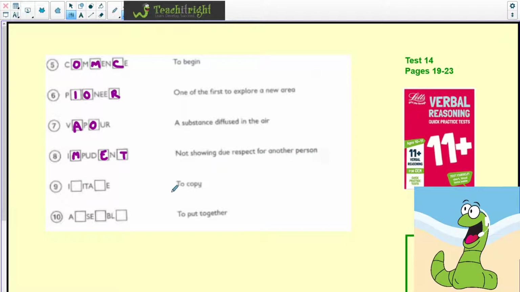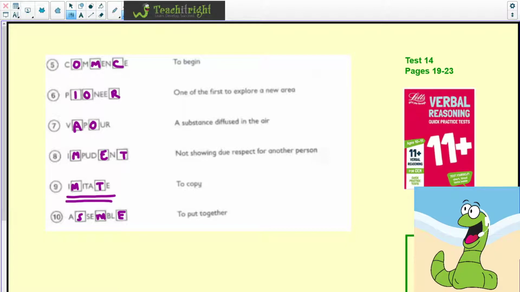And then we've got to copy, so we're looking for a word like mimic, and another synonym for mimic or copy is imitate. So it's about using the letters as well that are already there. That should guide you to what these words should be. Now, I can see already here, look, I expect that's probably an E on the end, okay? And it looks like the word assemble. So to put something together, when you assemble something, you put it together.